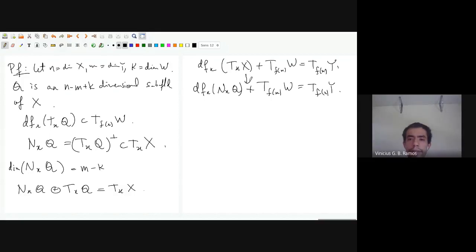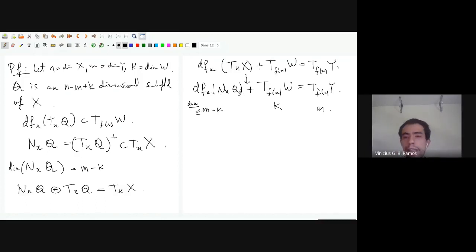So this implies this, because of this equation, because df of the tangent space to Q is contained in the tangent space to W. Okay, so we have these two vector spaces that span this vector space, and now we look at the dimensions. So this guy has dimension m minus k. This guy has dimension k, and this guy has dimension m. So this is great. So what does that mean? That means that this guy has dimension at most m minus k. We don't know that df is injective yet.